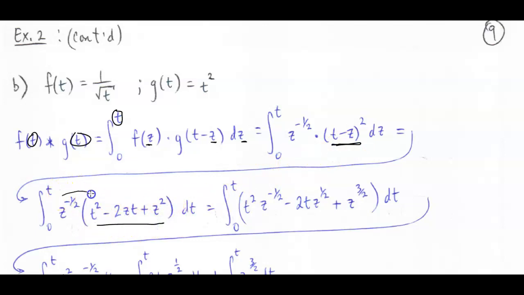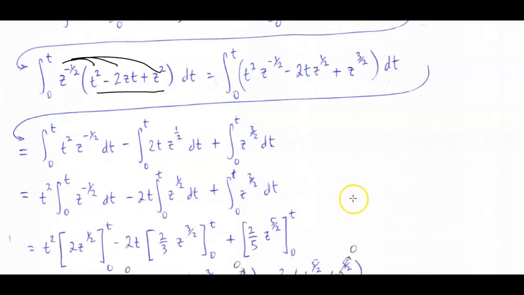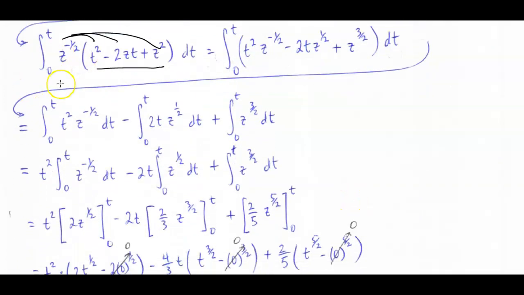So once I FOIL it out, then I distribute the z raised to the negative 1/2 to both terms. And then from there, just try to simplify. Okay. So I decided to split this up into 3 separate integrals.